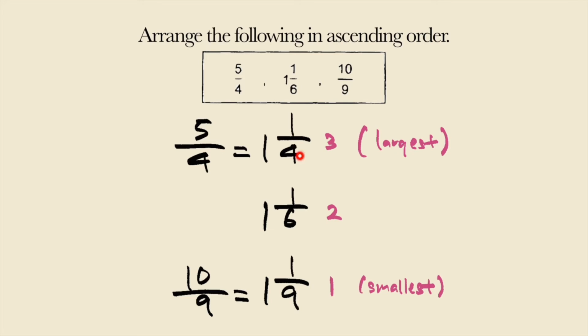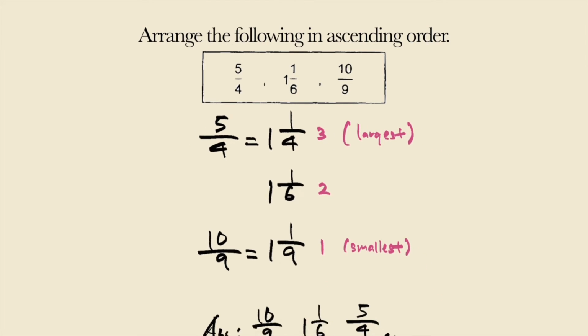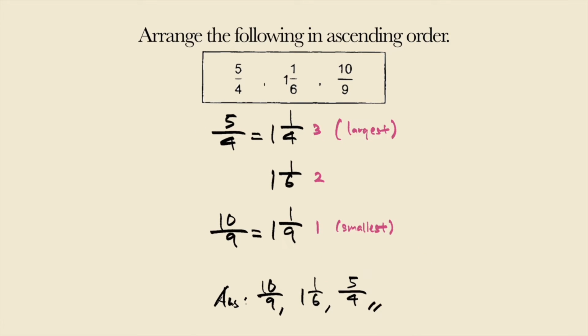Think of 1 pizza shared with 4 compared to 1 pizza shared with 9. This is the smallest, this is the largest. So make sure that you write the original fractions down. And there we go: 10/9, followed by 1 and 1/6, followed by 5/4.